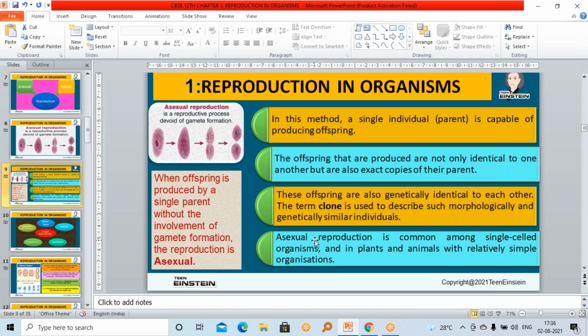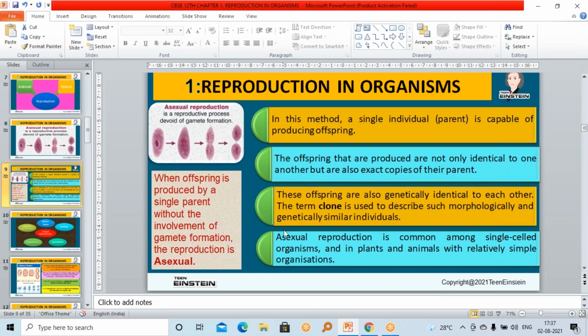This is used to describe the individuals which are produced after asexual reproduction, because there is no genetic variation or difference between the parental organism and the offspring. It will be exactly similar. Both the parents and the offsprings will all be similar. There is no genetic change or genetic variation. They are identical. So asexual reproduction is common among single-celled organisms.